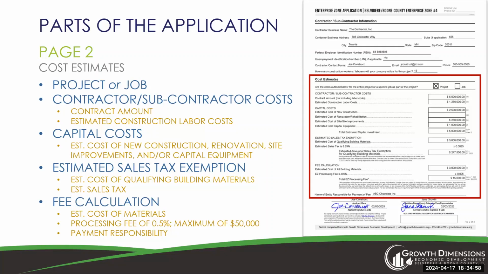This is the processing fee paid to Growth Dimensions for administering the benefits of the enterprise zone. The fee is only 0.5% of the qualified building material costs. The fee will never exceed $50,000 per project. If a fee calculates to more than $50,000, anything over that amount is not owed.